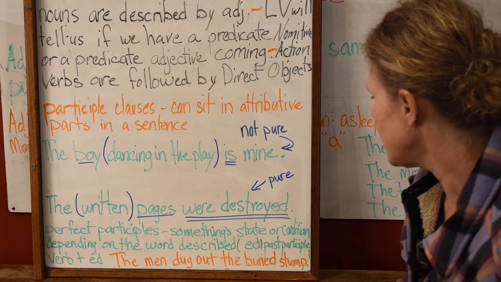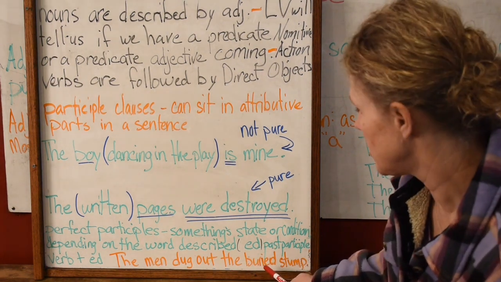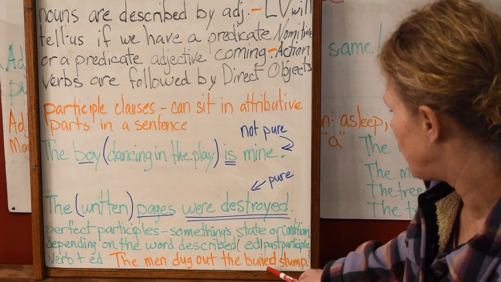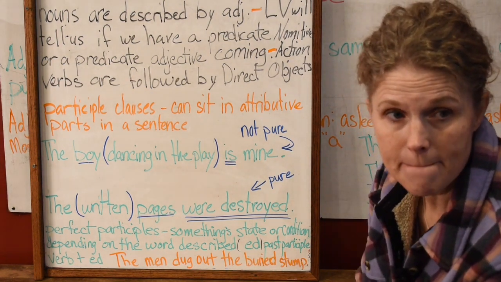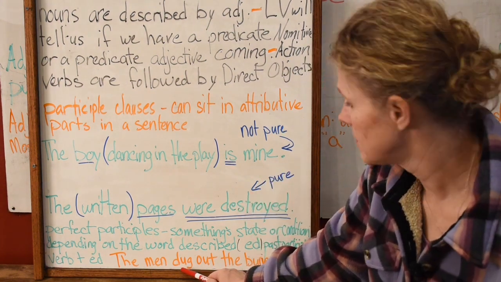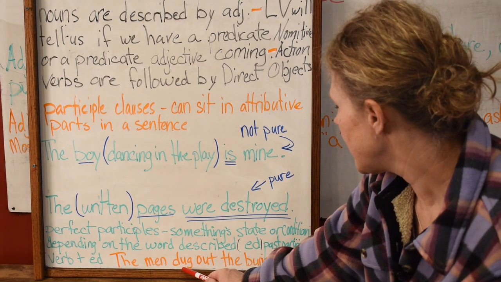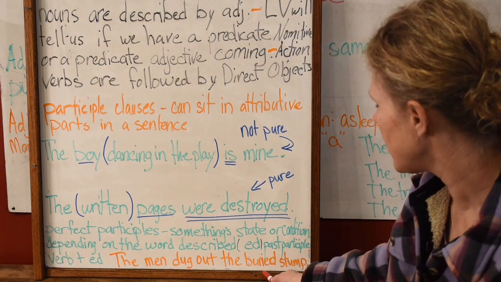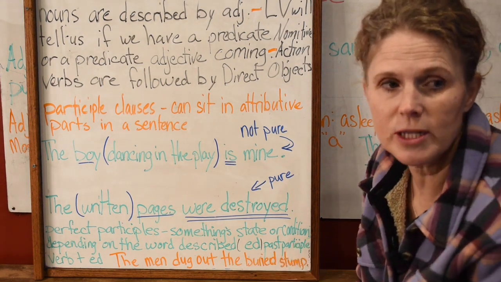Okay, so here is an example of a participle acting as an adjective. So the men dug out the buried stump. So what's your verb in there? Dug. We have dug. Who dug? Man. The men dug. But buried, it looks like buried should be our verb. Because isn't buried doing something?